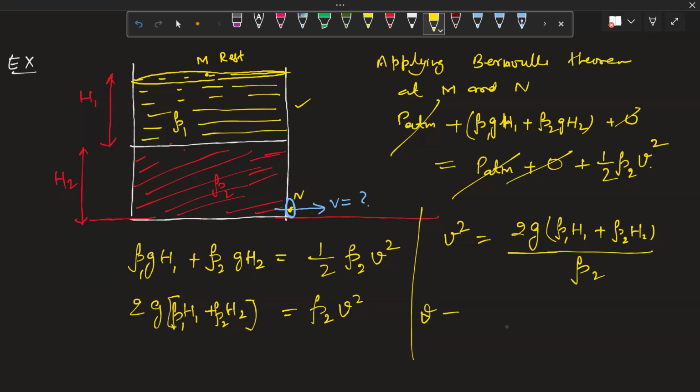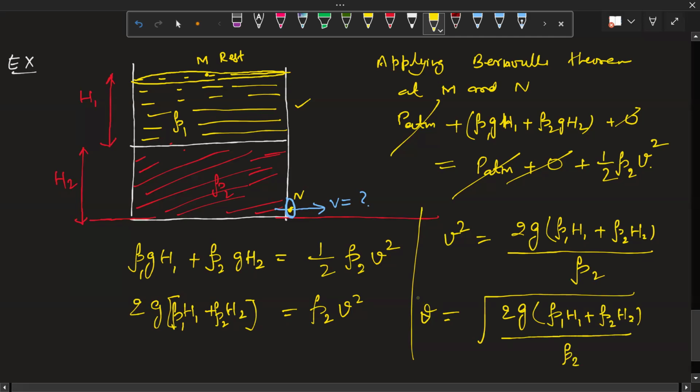In case of two liquids, how to find the speed of efflux? Very important concept. 2g rho 1 h1 plus rho 2 h2 divided by rho 2. That is the speed of efflux.